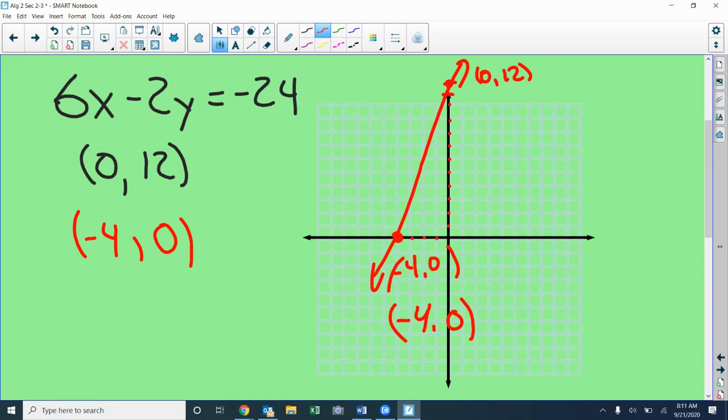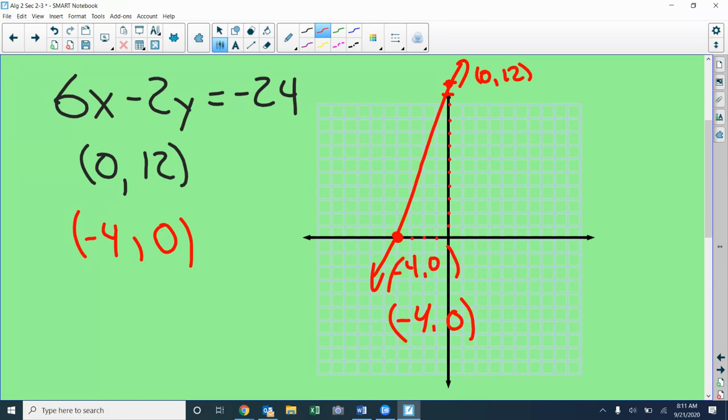Intercepts. How do we feel? Everybody okay? So what are our two options to graph a line? y equals mx plus b, or find the intercepts by plugging in 0. Everybody feel good?